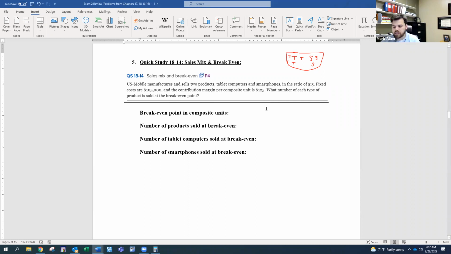Okay. So in this case, the first thing we got to do then is figure out how many total composite units we have, or that we need to sell. So we're going to take our $105,000, which is our fixed cost, divide that by our contribution margin per composite unit. And when you do that, you'll find you need 840 composite units.